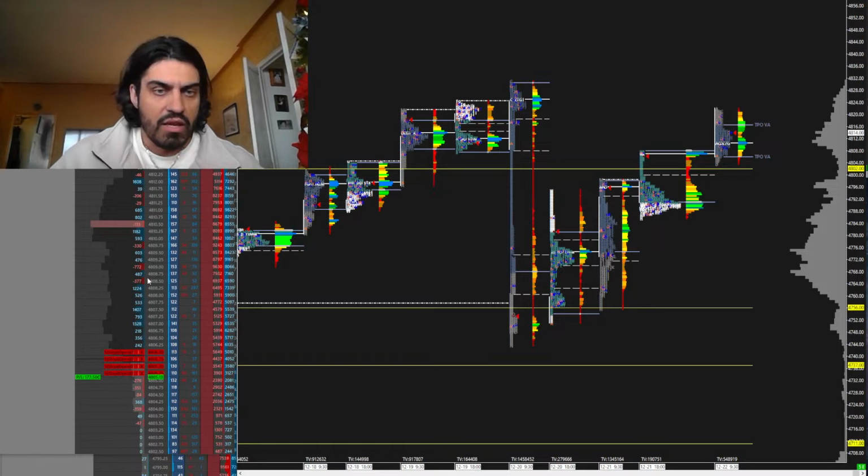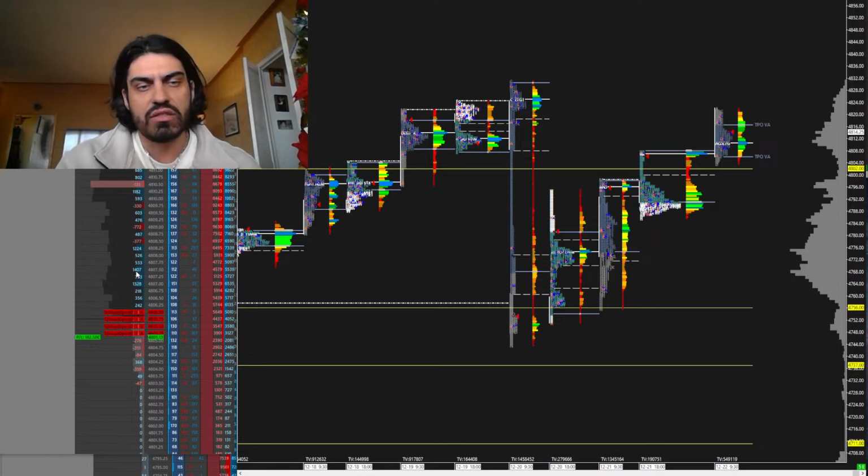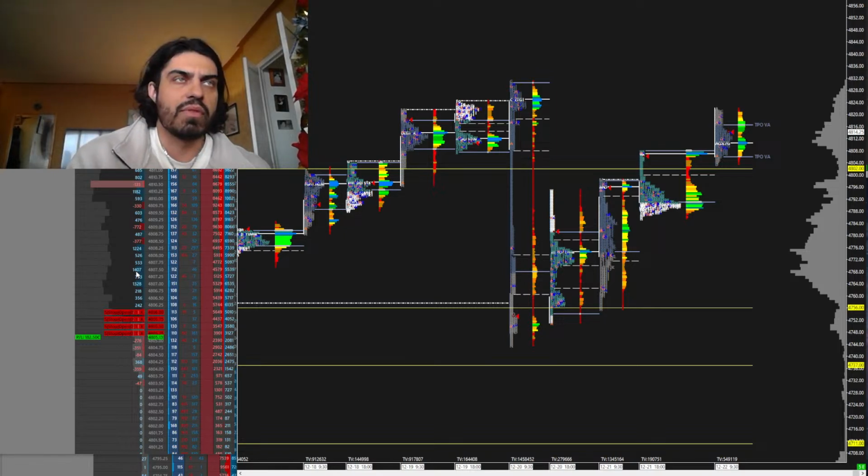What does that mean? If I look over at the depth of market here, especially on the pullbacks that we most recently saw, delta is one of the main readings that I like to see to give me confidence that there are buyers or sellers, right?